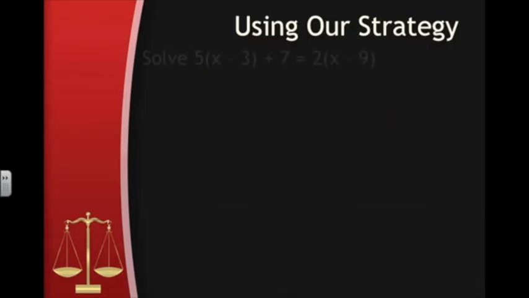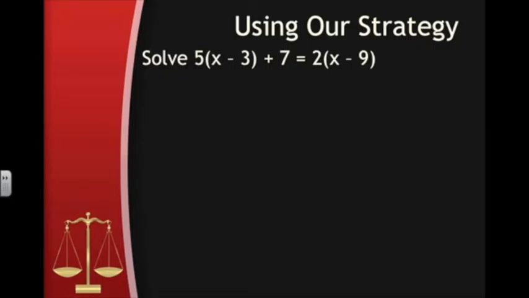For our final example, let's solve the equation 5 times the quantity x minus 3 plus 7 equals 2 times the quantity x minus 9. Due to the complexity and larger numbers involved in this equation, we won't use the shapes to model this one. Let's work through our steps now.